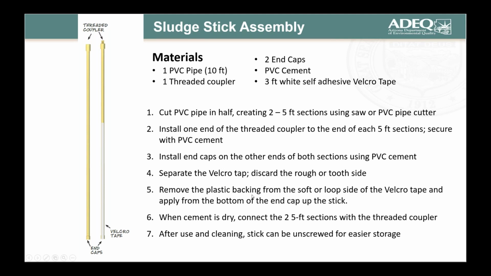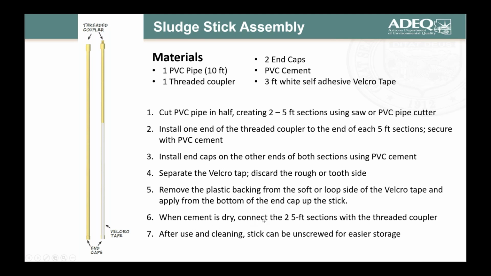Then we're going to separate the Velcro tape, and we're going to discard the rough or tooth side. We're going to remove the plastic backing from the soft or loop side of the Velcro tape and apply that Velcro tape from the bottom of the end cap up the stick until it's all adhered. And so we'll have our 3 feet of Velcro tape there.